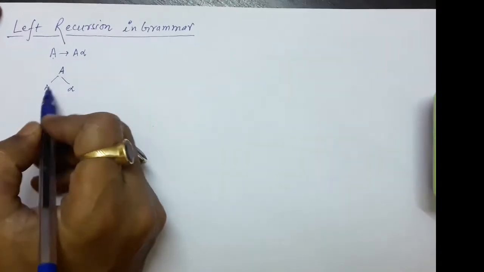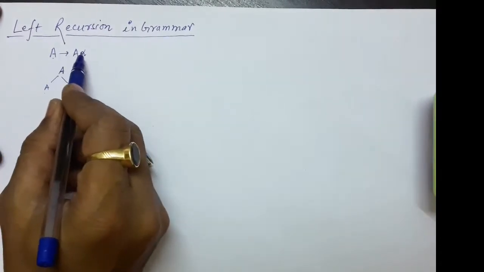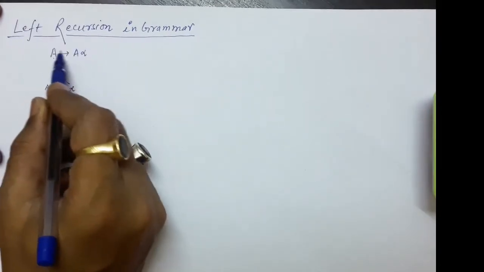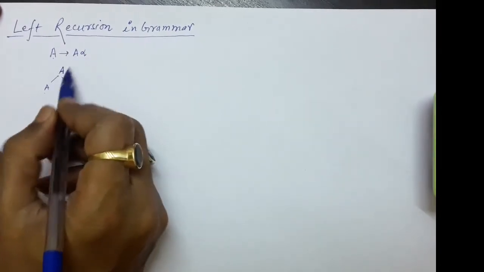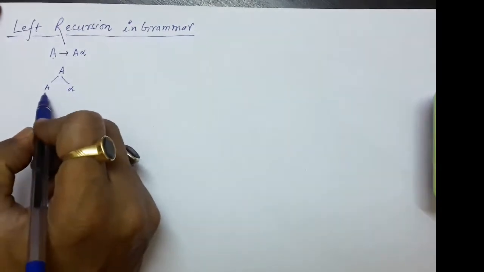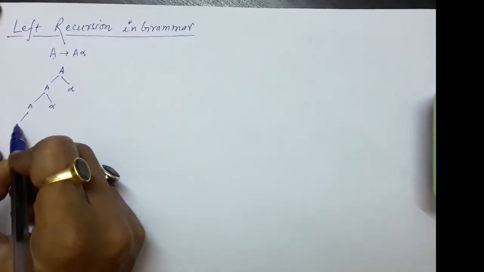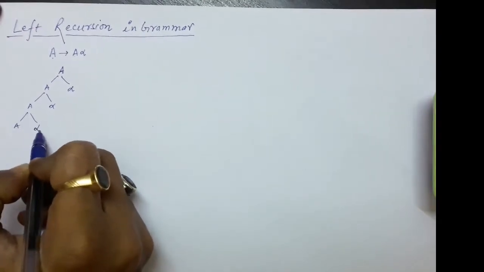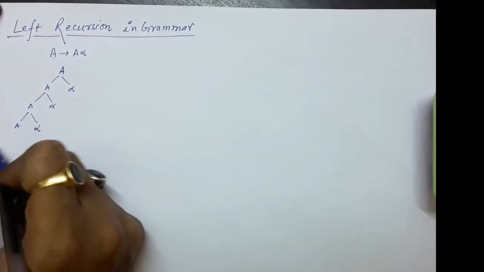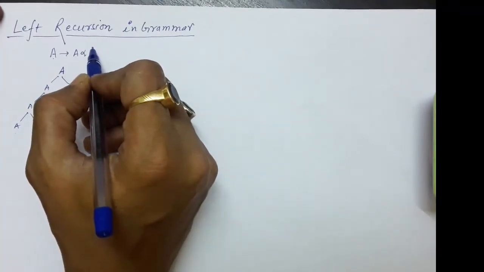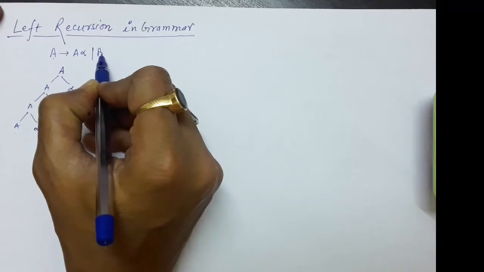A is the start symbol and A is a non-terminal also. So if you are doing the expansion of this grammar and we are going to do the leftmost derivation, the tree grows like this. Okay, so the start symbol is growing towards the left only, or the non-terminal symbol is growing towards the left only.